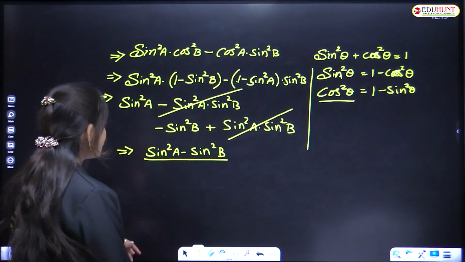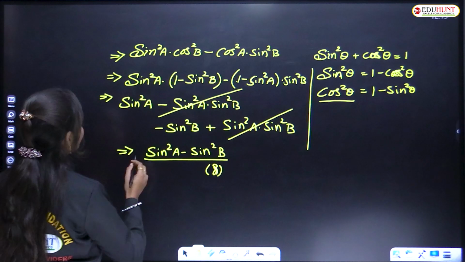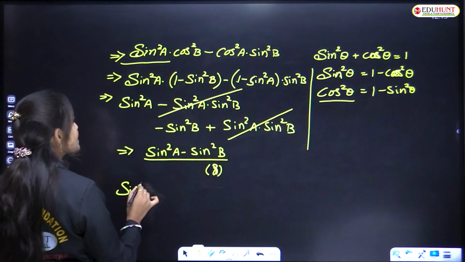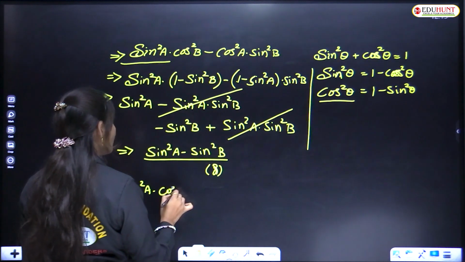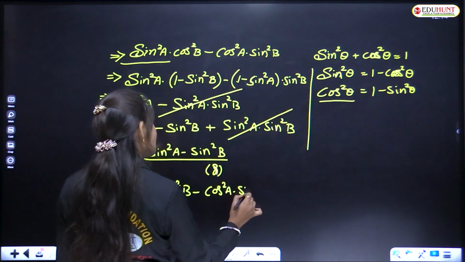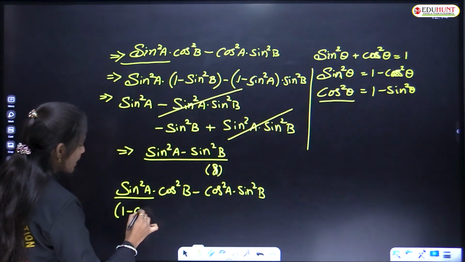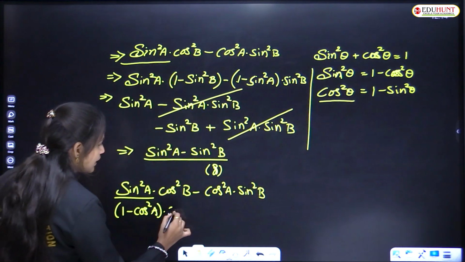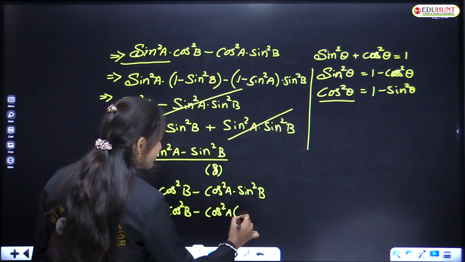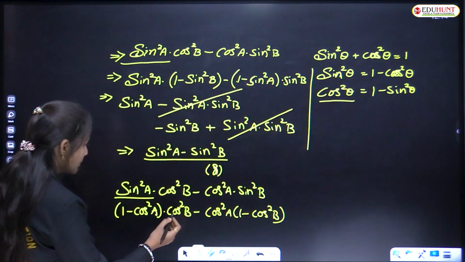Clear? This is the first formula. And here the second one, just like this one, but here I am changing that as sine. So, sine square a into cos square b minus cos square a into sine square b. At the place of sine square, I want to write 1 minus cos square a into cos square b minus cos square a into 1 minus cos square b. Okay. Now, do that multiplication.